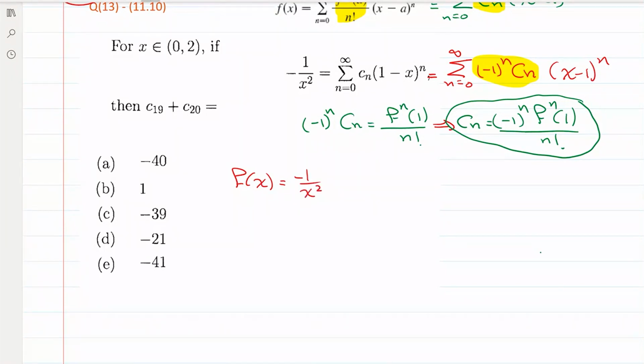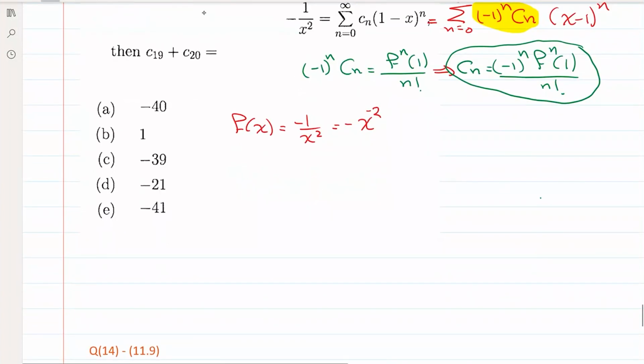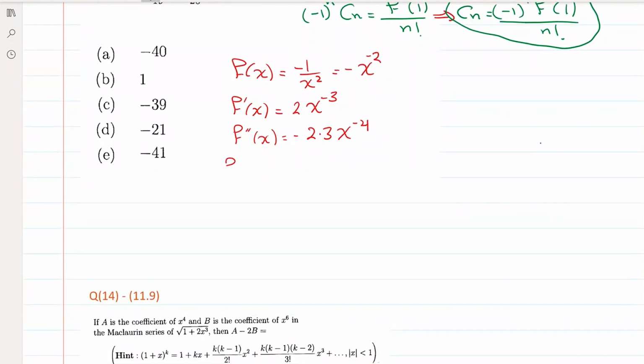-1 over x squared, which equals -x to the power -2, right? What is the first derivative here? It will be 2, because the minus will go down, x to the power -3. What is the second derivative? It will be -2 times 3, x to the power -4. What is the third derivative? I just try to find the pattern. It will be positive, not negative, because the minus with minus. 2 times 3 times 4, x to the power -5, and so on.